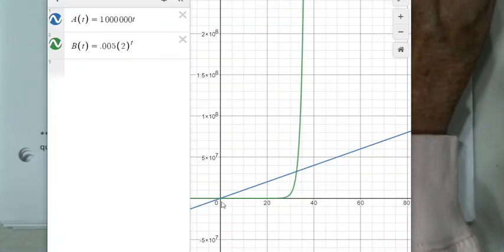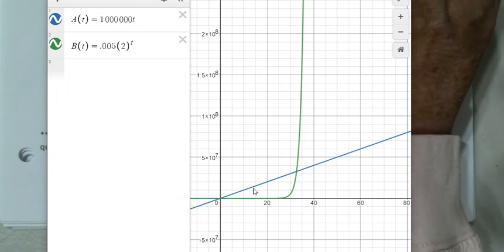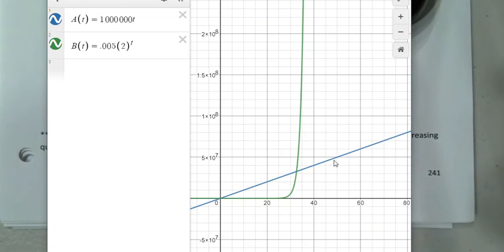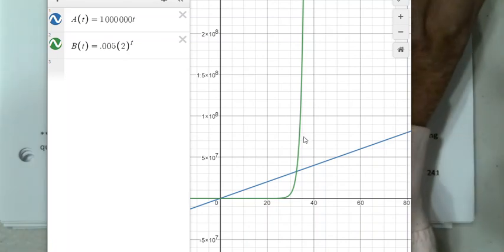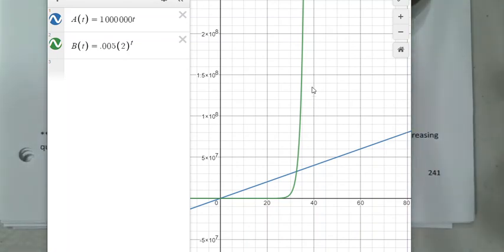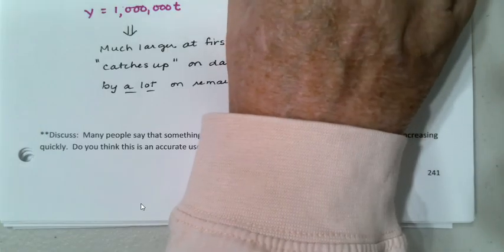This line grew very quickly. It grows by $1,000,000 a day. That's a lot, right? So it's going up fast, but it's not an exponential growth. It's still a linear growth. Most people in everyday life don't really use the word grows exponentially in a correct manner. They just mean it grows fast. What we mean mathematically is that it grows by a constant multiplier. And that's what makes it exponential. All right, that brings us to the end of section 5.6.